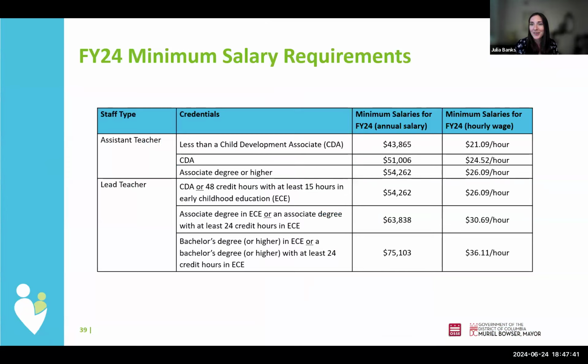Let's see, another question, and this is looking ahead to the coming fiscal year, that would be fiscal year 2025. Is the program continuing in 2025?